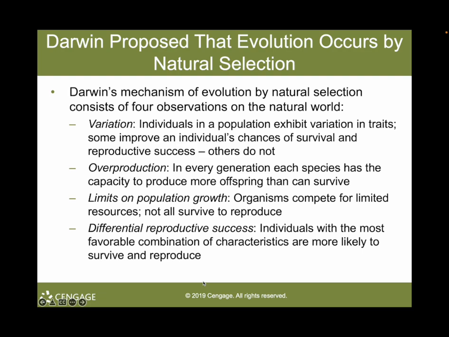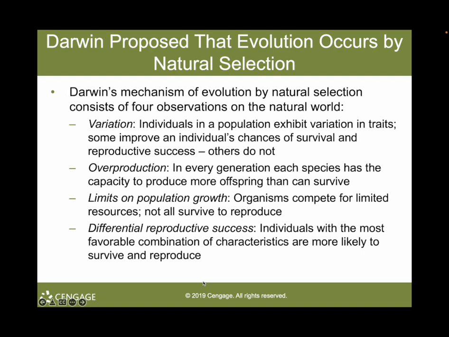Limits on population growth, or a struggle for existence. There's only so much food, water, light, growing space, and other resources available to a population. So organisms compete with one another for these limited resources because there are more individuals than the environment can support. Not all survive to reproduce. Other limits on population growth include predators, disease organisms, and unfavorable weather conditions.